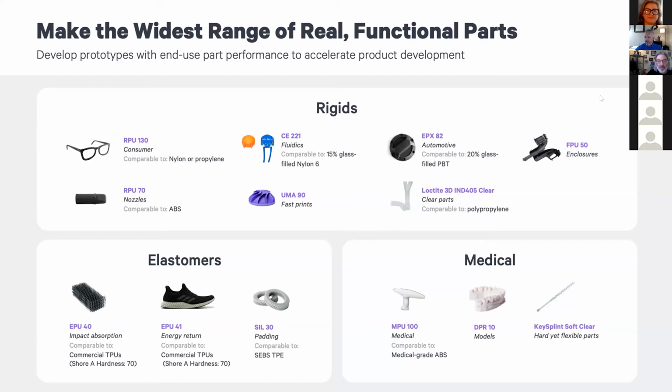The bottom left are our elastomers. I think that's what Carbon's really known for. We have two versions right out the gate, EPU 40 and EPU 41. One is for impact absorption and one is for energy return. The easiest way to remember the differences between these two elastomers is, on the 40 side for impact, you could think of the Riddell football helmets. They're going to absorb and take impact. The opposite end of the spectrum, think of the Adidas sneakers. They're going to give that energy return in performance.